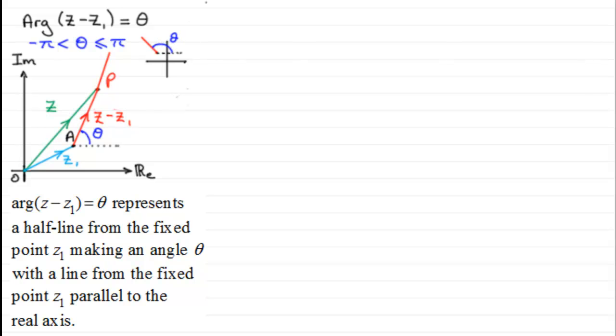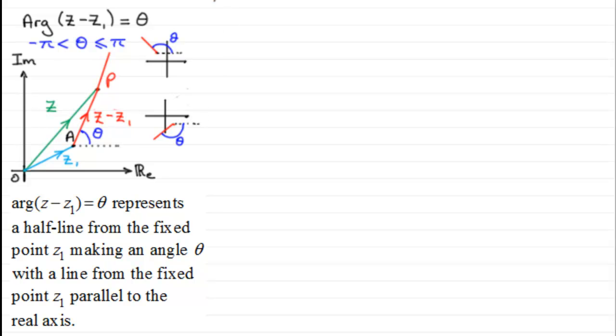It might be that theta is a negative angle. And z1 could be at this point here, and if theta were, say, minus 3 pi over 4, then we'd have a line going in this direction. Because if I was to draw a dotted line from here, this would be our angle theta. So there are several situations that you can have in these types of diagrams.